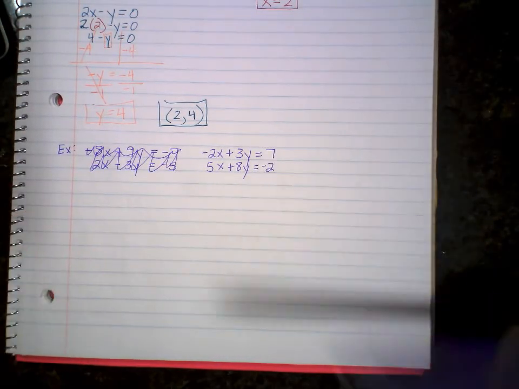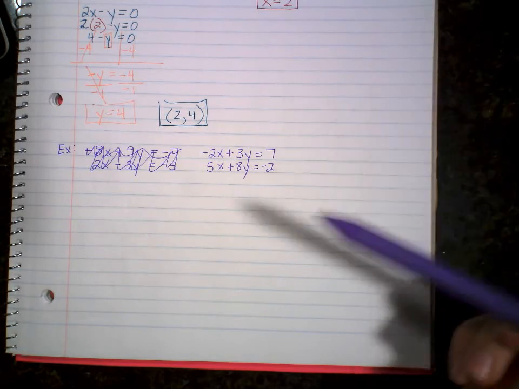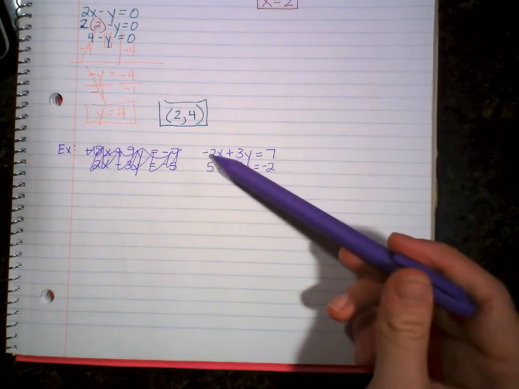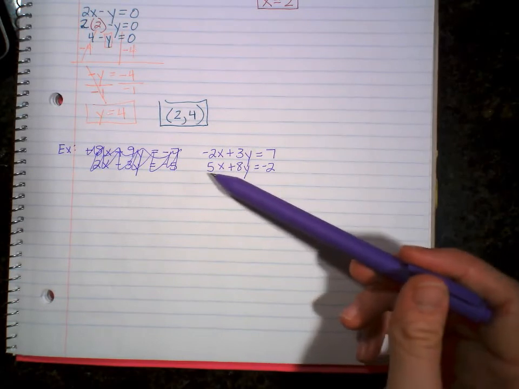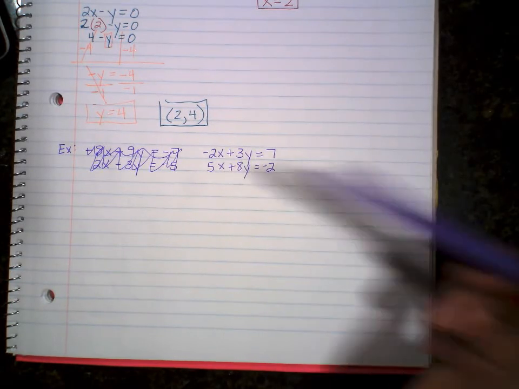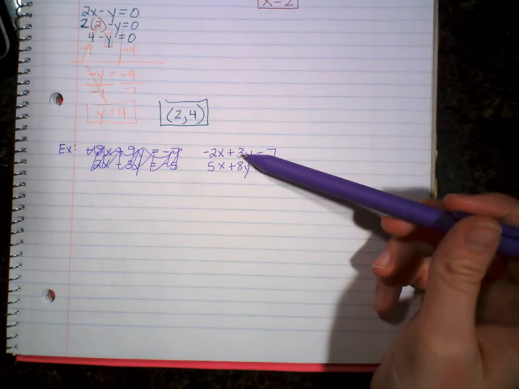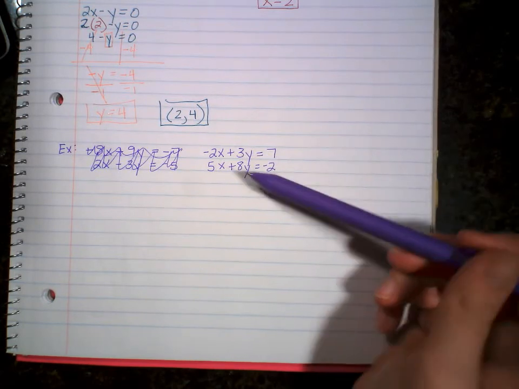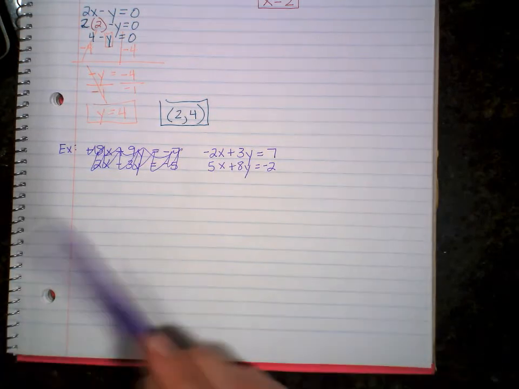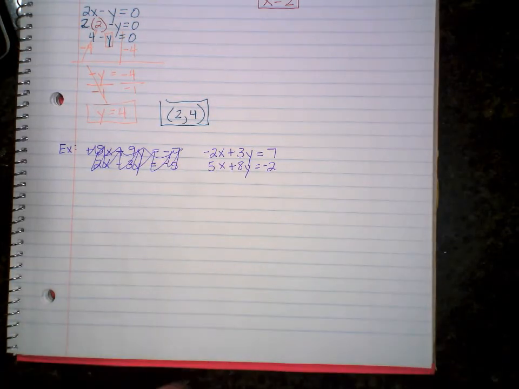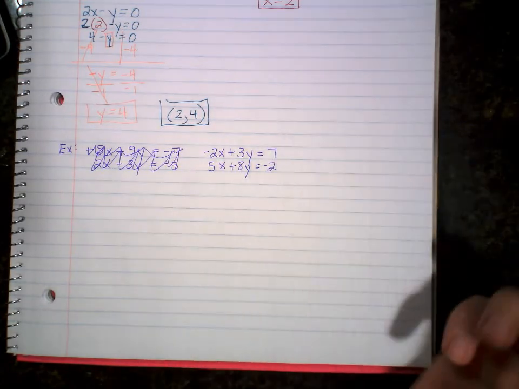So that means we need to transform the equations. Now, I can't easily change 2 to become 5. And I can't easily change 5 to become 2. I can't easily multiply something by 3 and it will become 8. I can't multiply 8 and it'll become 3 easily. Those would have to involve fractions, and we don't like fractions. So, you can multiply both equations, okay?